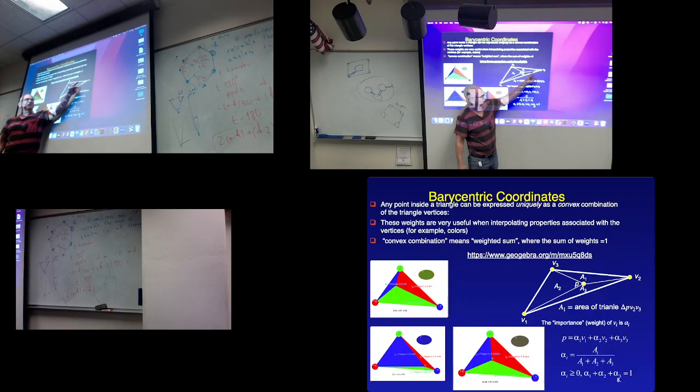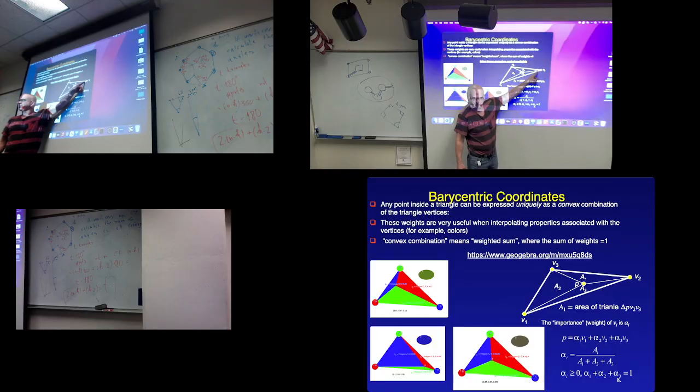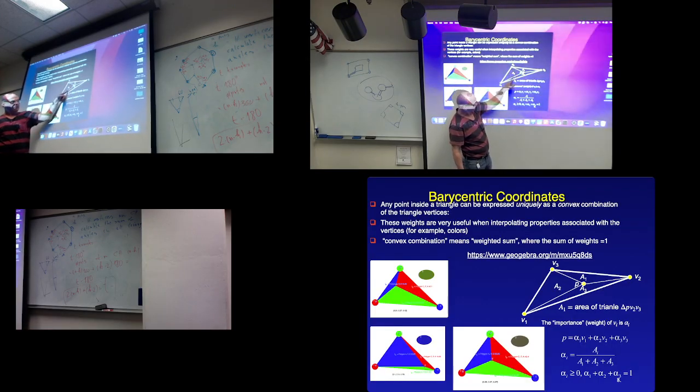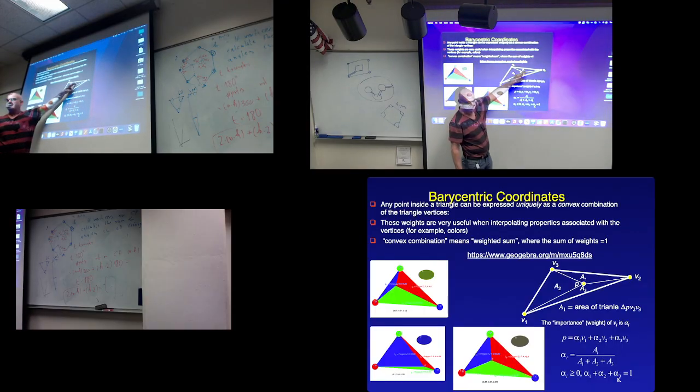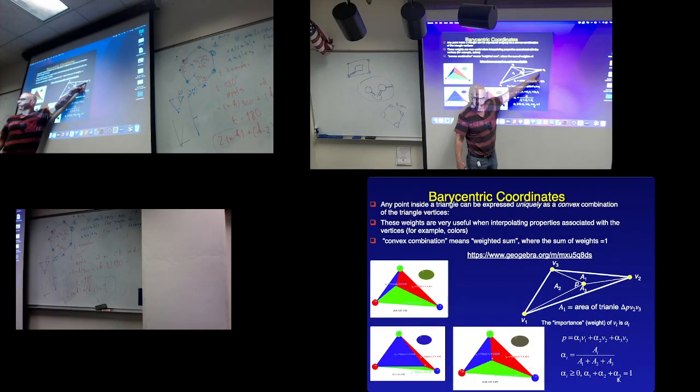But that actually makes sense, because how can I make this area larger? Move P closer to V2, implying that the area of A2 is almost the whole thing, so that's almost 1, while the areas of A3 and A1 are almost 0, so they have very little contribution. So I'm almost at the color or elevation of V2.